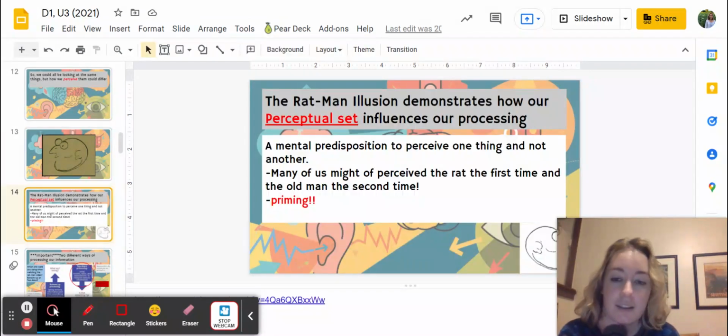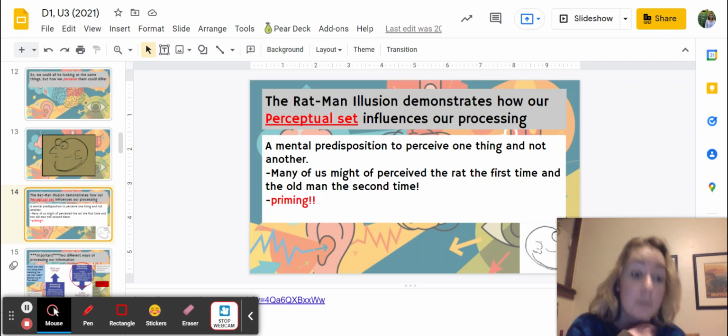Right, so you were probably much more likely, looking at the Ratman illusion the first time, if you saw the animals before, to see it as a rat because you were primed with a bunch of animals before. If you saw all the people and their faces before you saw the Ratman illusion, you're probably more likely to see it as an old man.